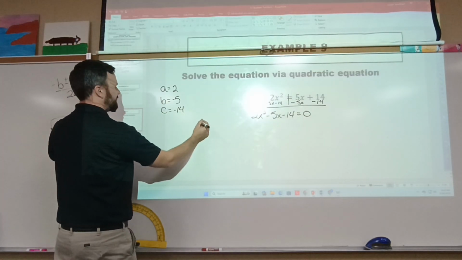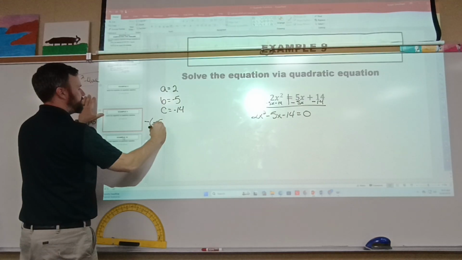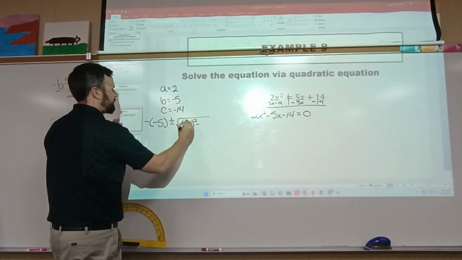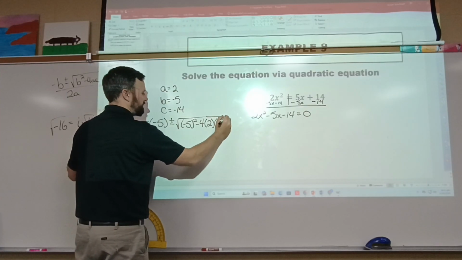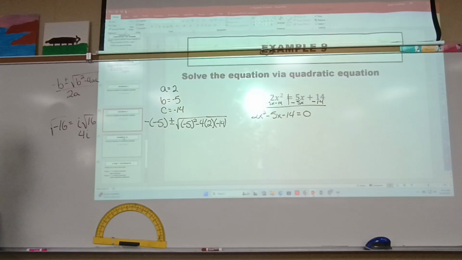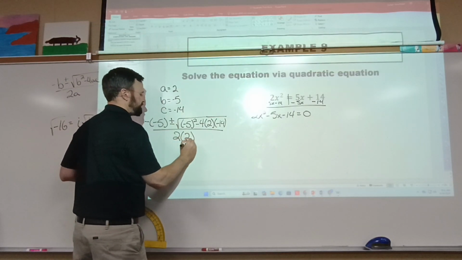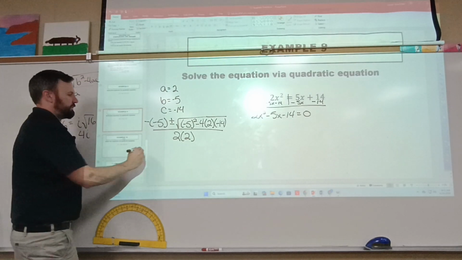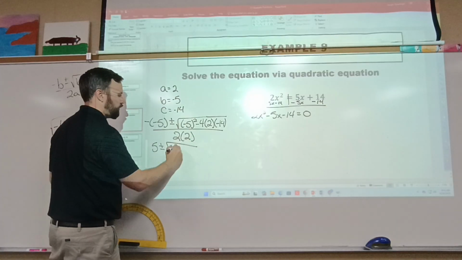That's good teaching right there. So I'm gonna do negative -5, right? Plus or minus the square root of -5 squared minus 4 times A times C. It's gonna be like 125. Yeah, it's not good, but it's not bad. So down here it's 2 times A. And remember, slow is smooth and smooth is fast. So I get 5 plus or minus, because negative, negative, square root of 25.